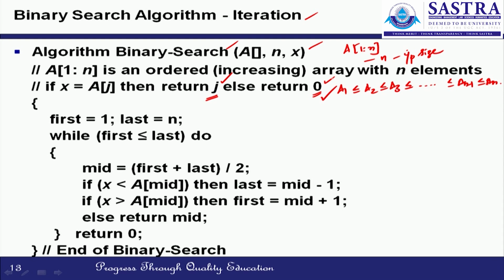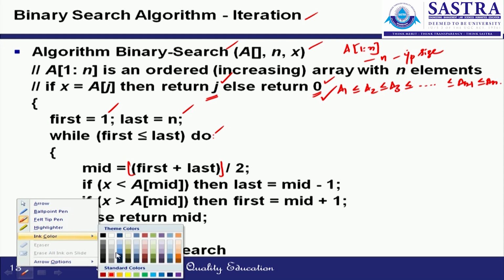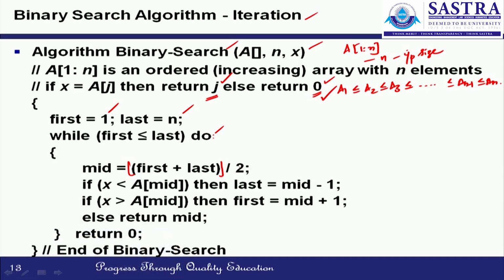To implement this iterative logic, we initialize the variables first equal to 1 and last equal to n. As long as first is less than or equal to last remains true, we need to compare the searching element with the mid location in the array. So, finding mid is equal to the lower bound value of (first plus last) division 2.